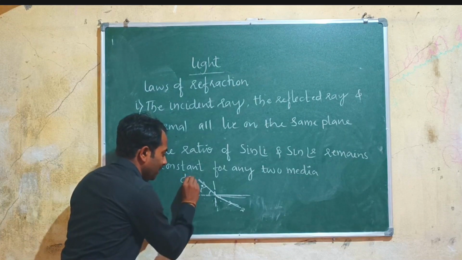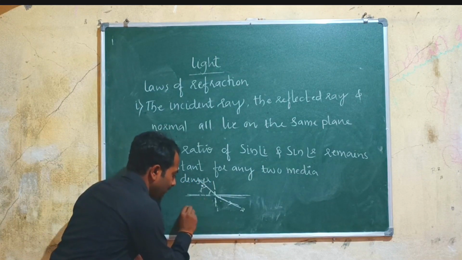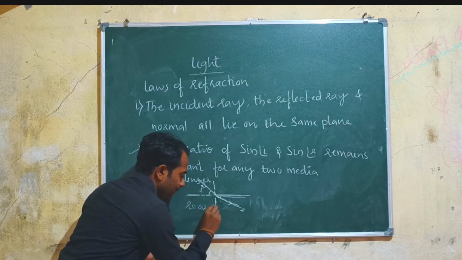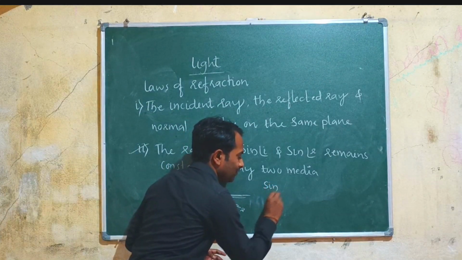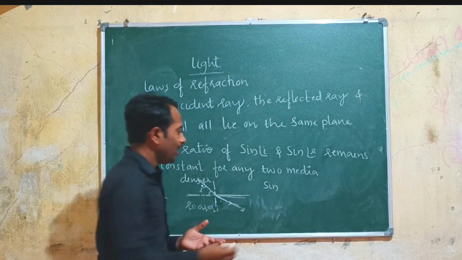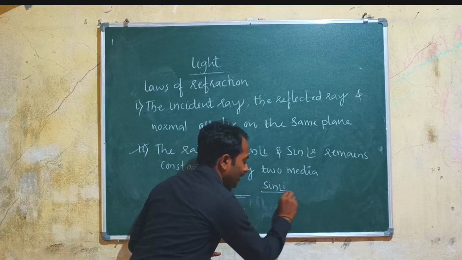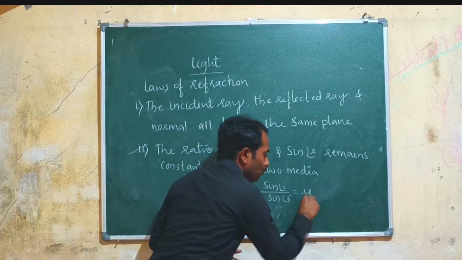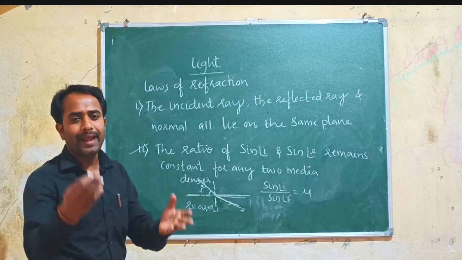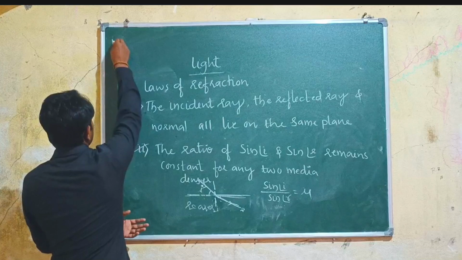This is the denser medium, and this is the rarer medium. The ratio sin i divided by sin r is equal to mu. This mu is called the refractive index.